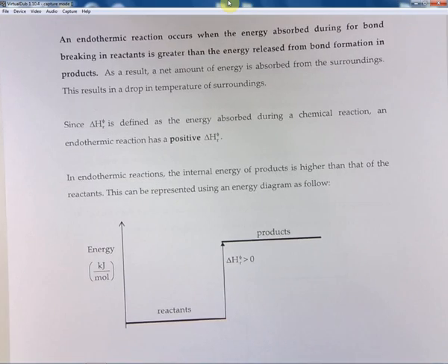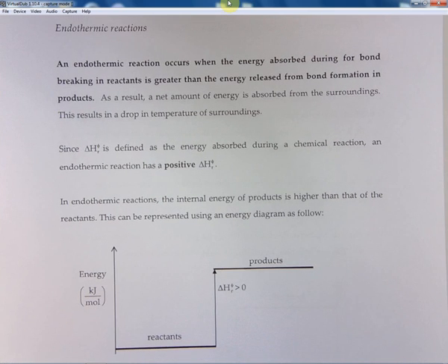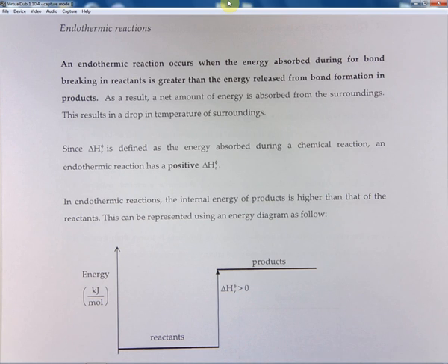An endothermic reaction is the direct opposite of an exothermic reaction. In exothermic reactions, the temperature of the surrounding will increase because the reaction releases energy into the surrounding. Whereas in endothermic reactions, the energy is absorbed during the bond breaking, and the energy absorbed for bond breaking is greater than the energy released in the bond formation. So all in all, you have a net amount of energy being absorbed. Energy is absorbed from the surrounding, causing the temperature of the surrounding to drop.